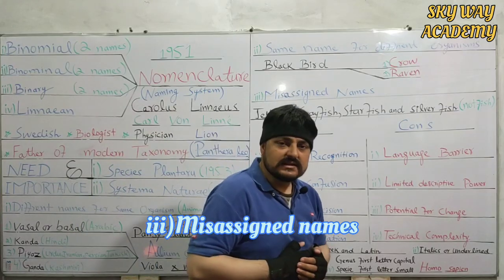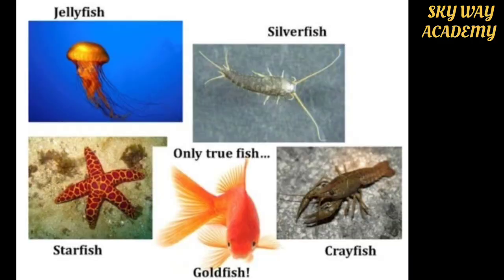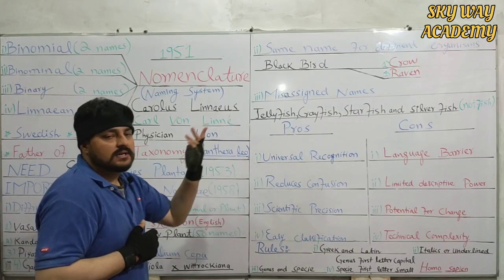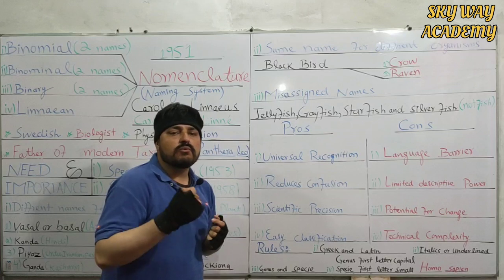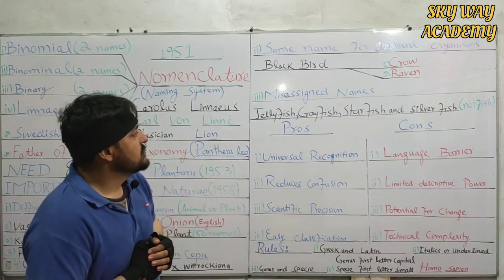The third reason is misassigned names. For example, jellyfish, crayfish, starfish and silverfish, as you can see in the picture. All these four have the suffix fish, but none of these are fish. Fishes have specific characteristics: they have scales, fins and gills. But none of these animals have all these characteristics, or some may have one or two, but not all of them.